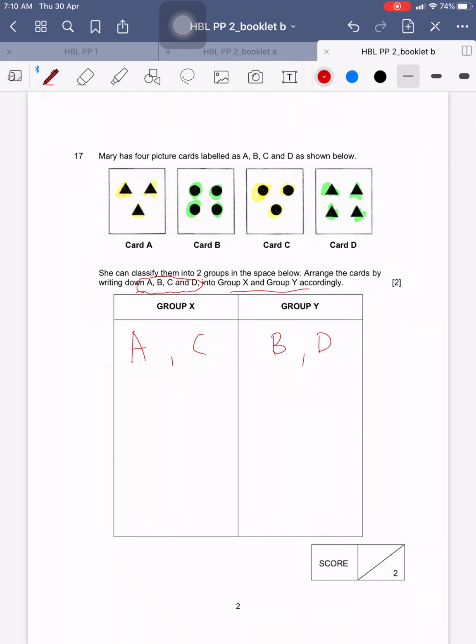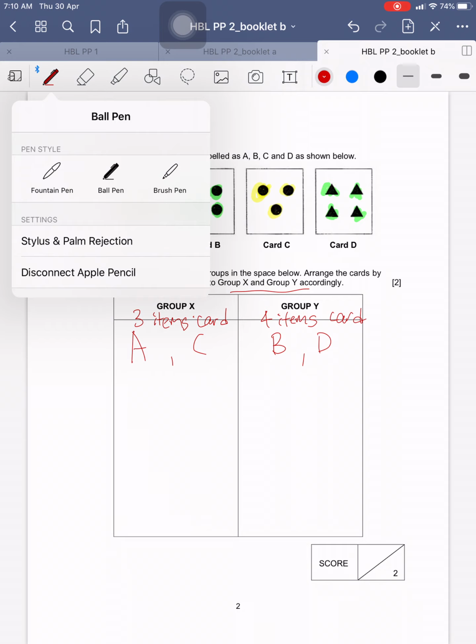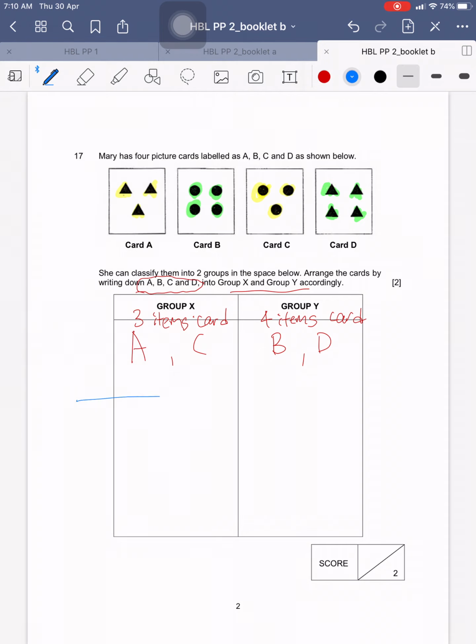Okay. So this is based on number of items. So this is 3 items card. And this will be 4 items card. So this is one way of classifying. But there are some of you who gave another answer. So let me just write down here all. Okay, I will erase this. Oh, wrong.